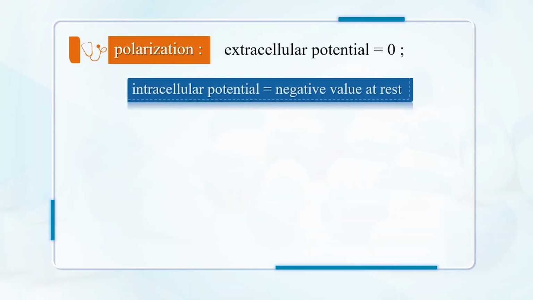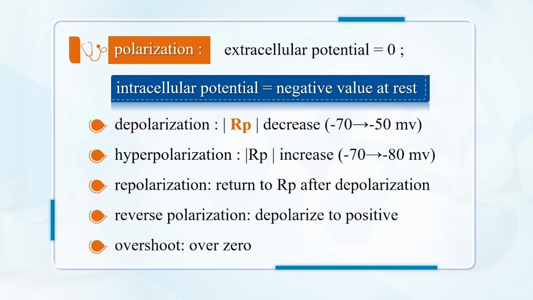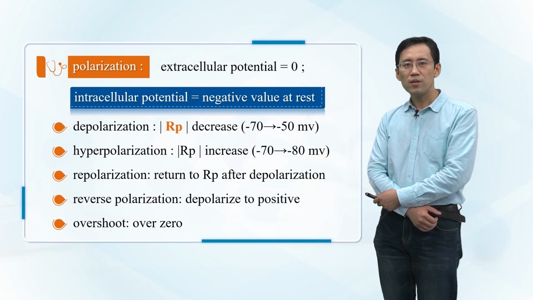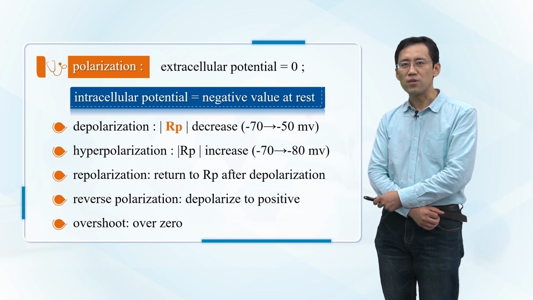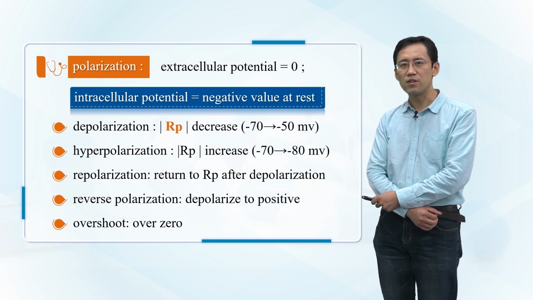Let's see the polarization. We take the extracellular potential as 0, so the intracellular potential equals a negative value at rest. Depolarization means the absolute value of voltage decreases. Hyperpolarization means the absolute voltage value increases, for example from minus 70 to minus 80.